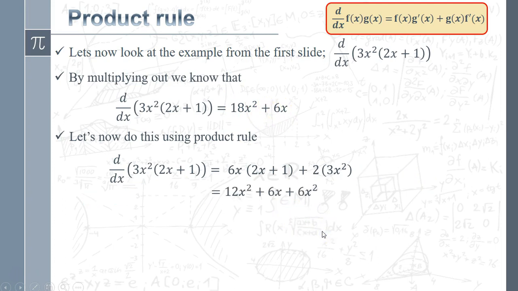So let's multiply the brackets, do a bit of tidying up, and there you go. The two things are exactly the same. So our product rule is working. So there we go. Nice one.